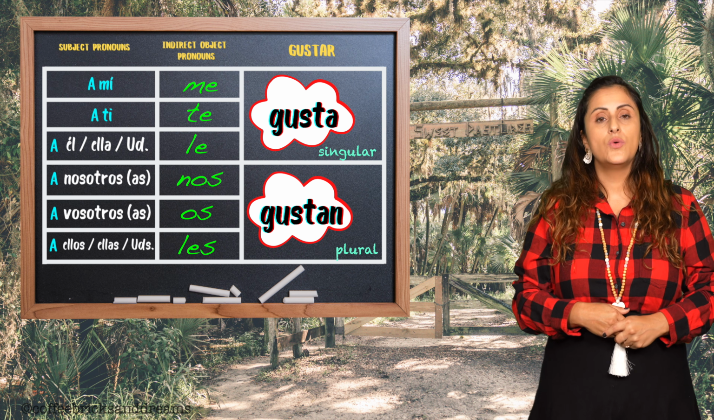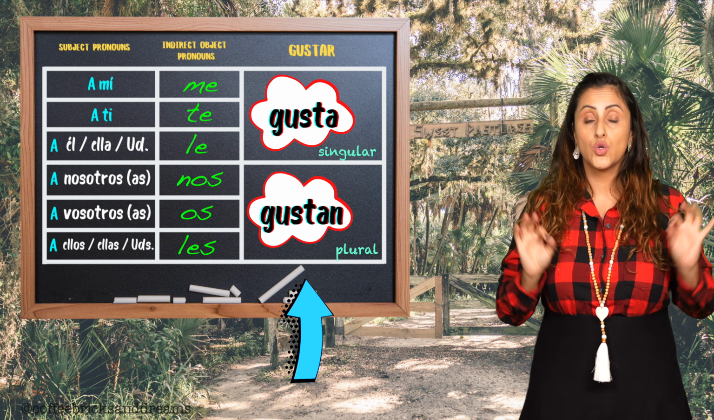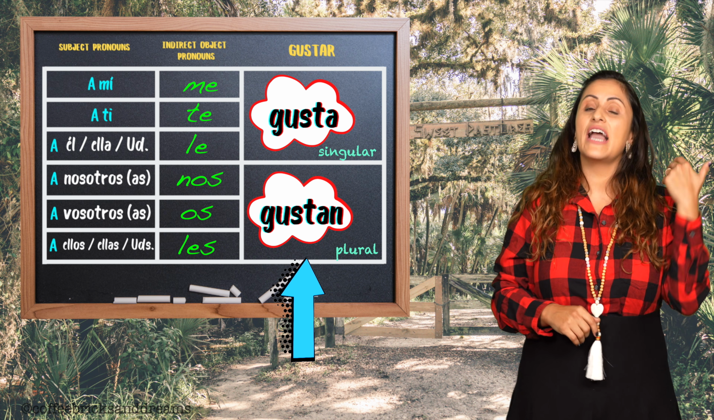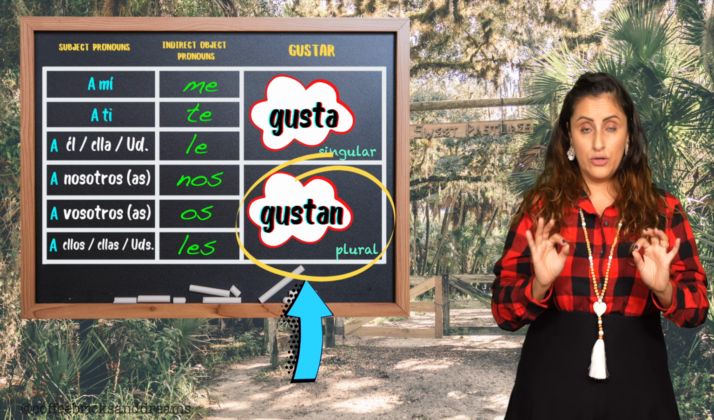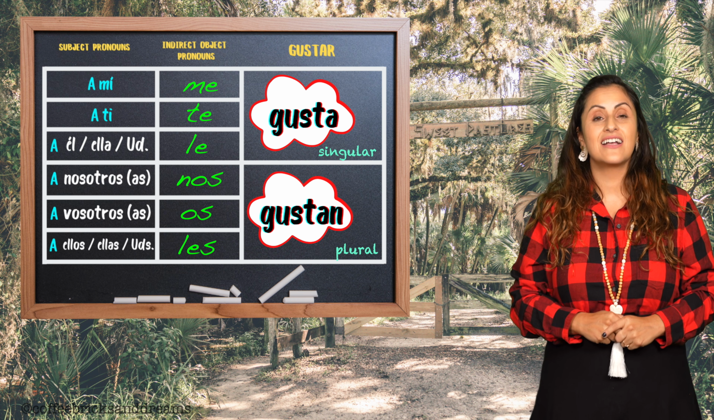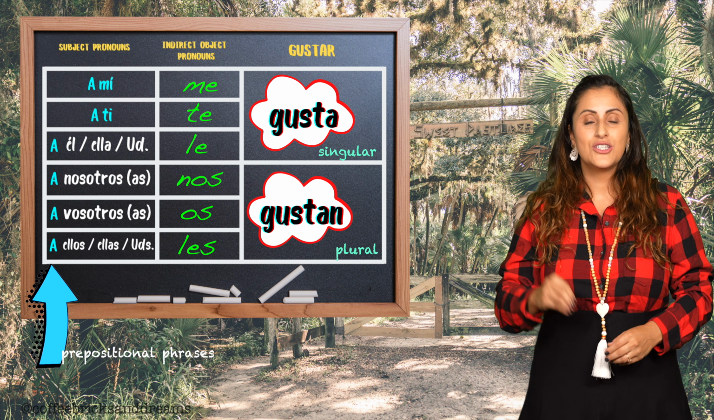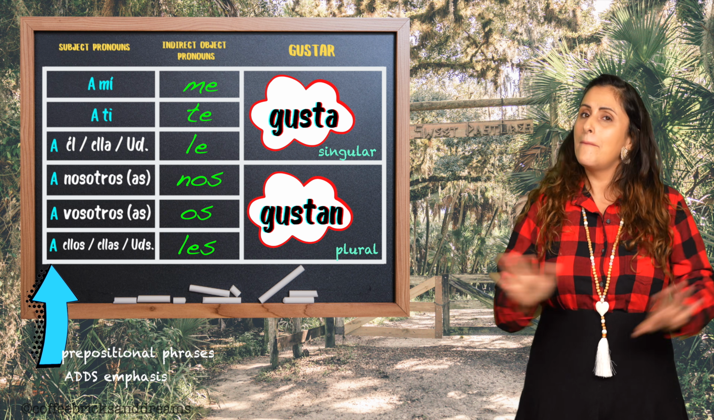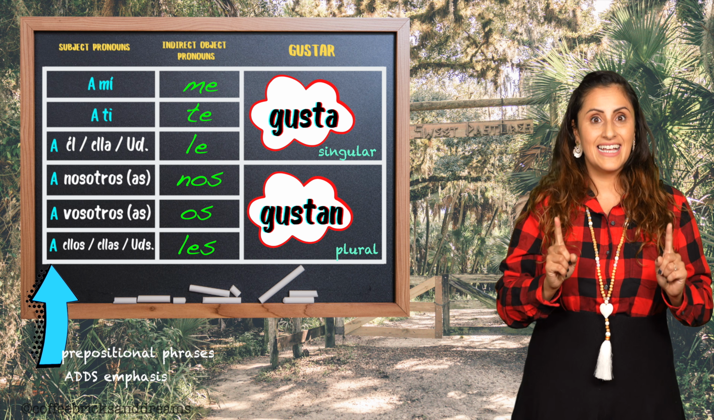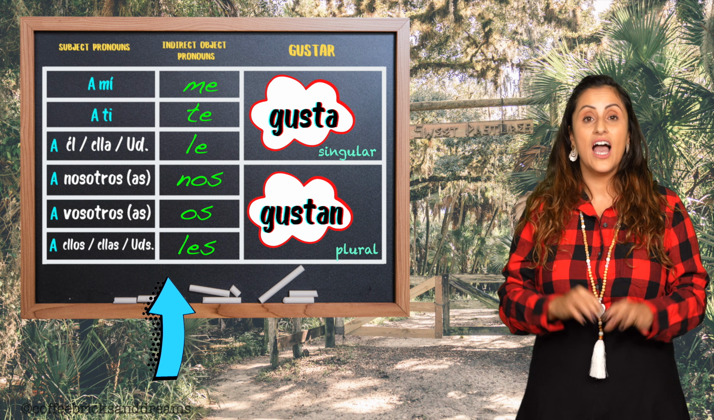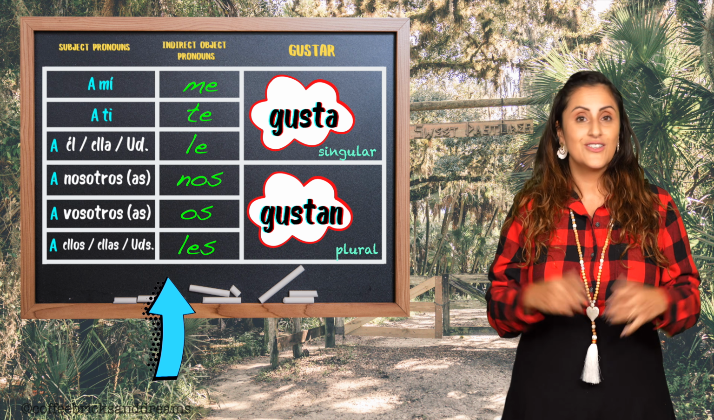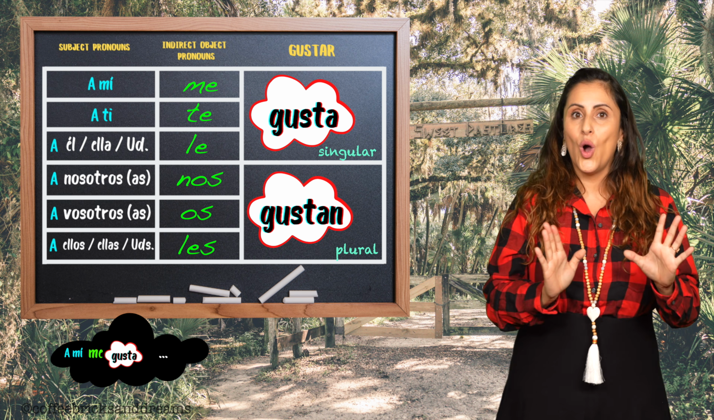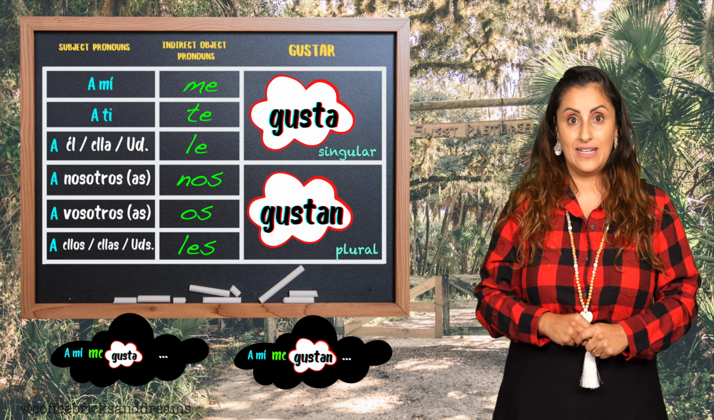Okay? Then we have two forms of the verb gustar. We have gusta for when you like singular things, and we have gustan for when you like plural things. We also talked about prepositional phrases to make sure that you add emphasis to your sentence. And we can use those, but they are not necessary. In that case, we're going to put them in front of your indirect object pronoun. So we would say something like, a mí me gusta or a mí me gustan.